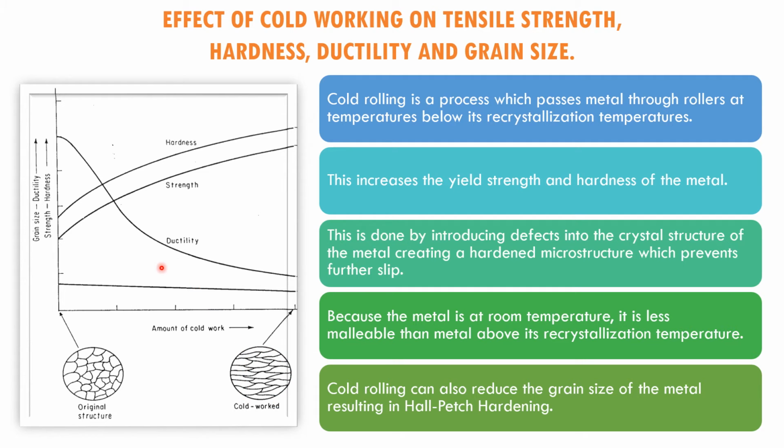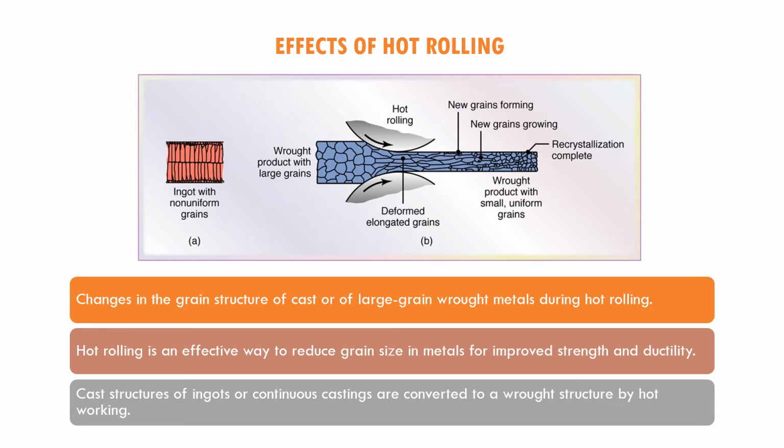So during this process also, the ductility of the material will start to reduce, because of the changes that happen inside the microstructure. Now, let us look into the effect of hot rolling. In the hot rolling process, the work material will be heated above the recrystallization temperature. For example, if the rough product with the large grain is heated and goes through the hot rolling process, it will deform the grain into an elongated grain like this one.